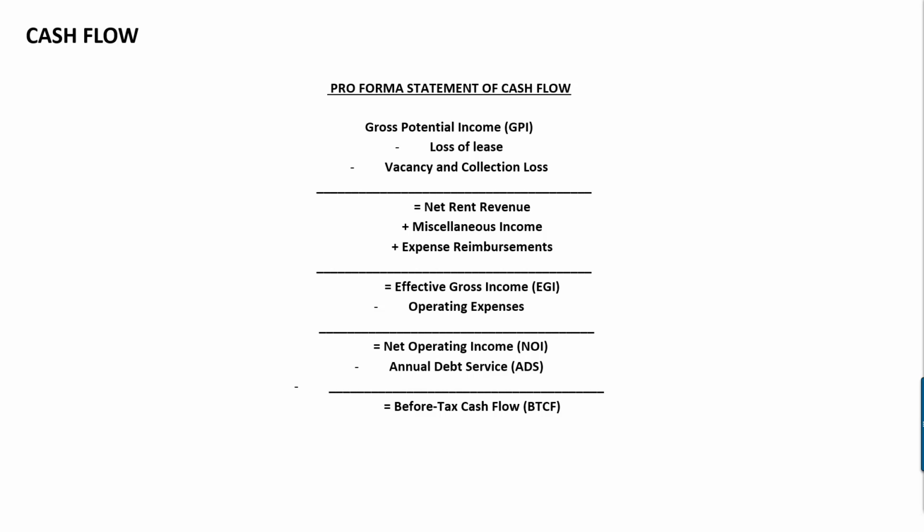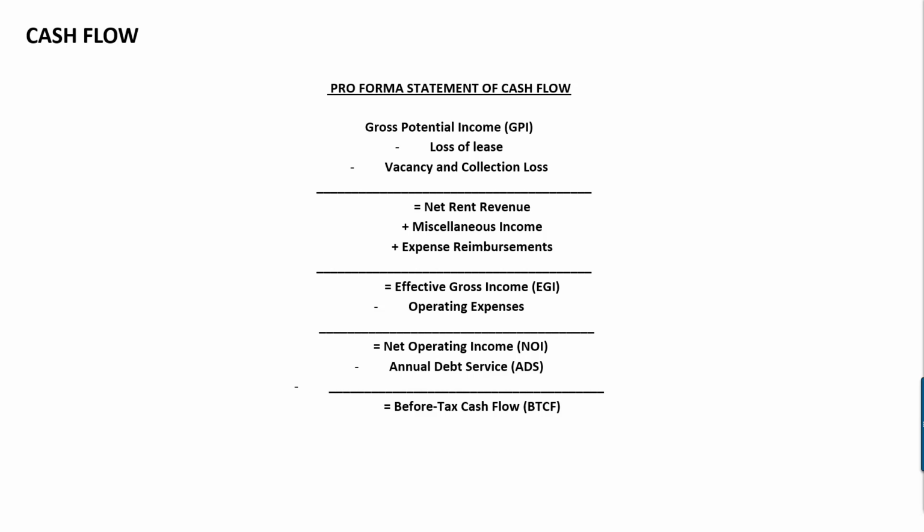So we have gross potential income. That's the maximum that a property can produce if all rent was 100%. You have the loss to lease. So what that means is, let's say that the rent is $1,000 normally, but you're only getting $800. So you have a loss to lease of $200.